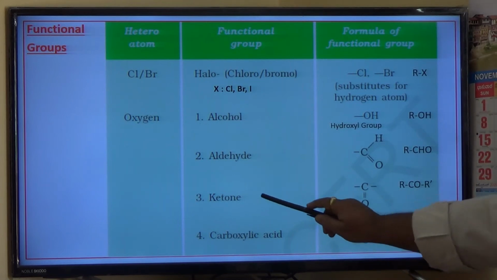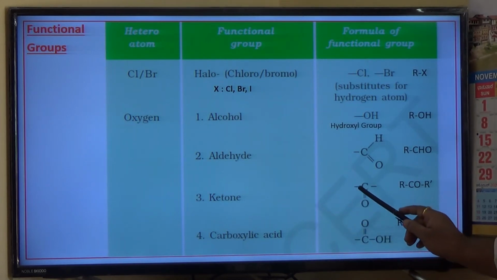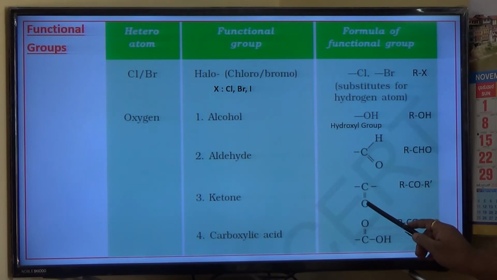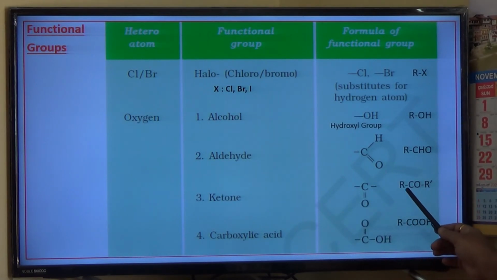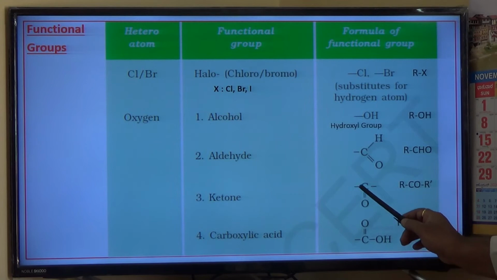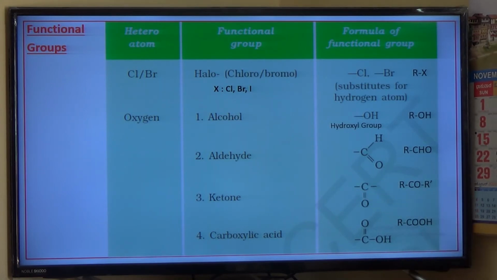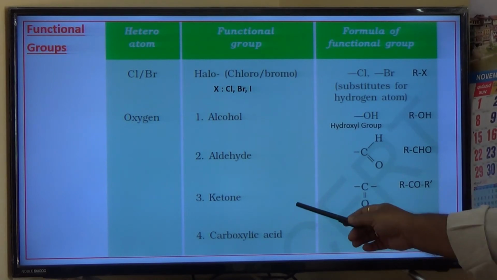So ketones are represented by bond C double bond oxygen, once again bond. This is how we represent the ketone functional group. And the general formula for the ketone group is R single bond CO single bond R dash. But remember, between carbon and oxygen there exists a double bond over here. So match the valency, and you can count also 1, 2, 3, 4 like that. So this is a ketone group.